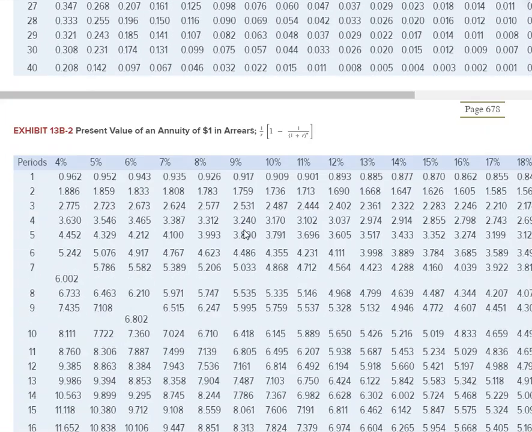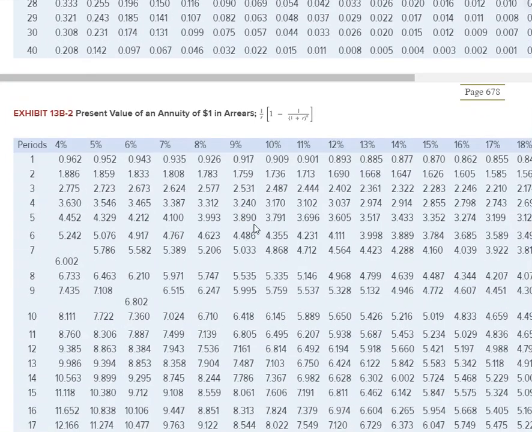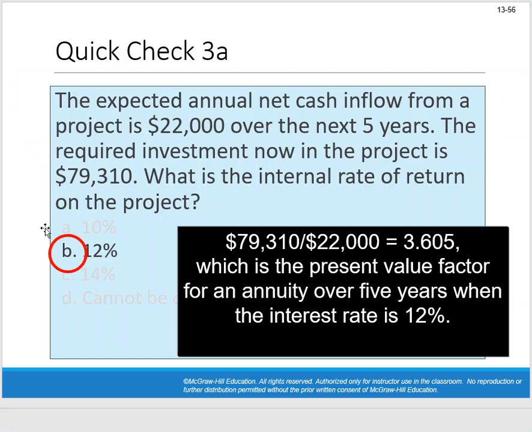So we're looking for our PV tables, and let's see, it was 5 years. So we go to row 5 and we're looking for something close to 3.605. There it is. So our internal rate of return then would be 12%. So that's B. Does that make sense? You definitely need to have those PV tables at hand though. So make sure you have your ebook open.